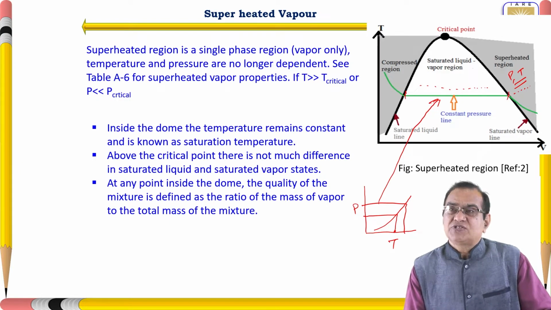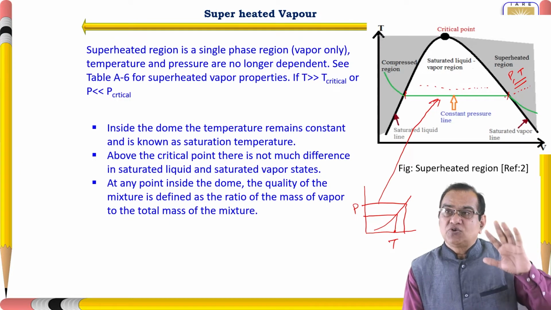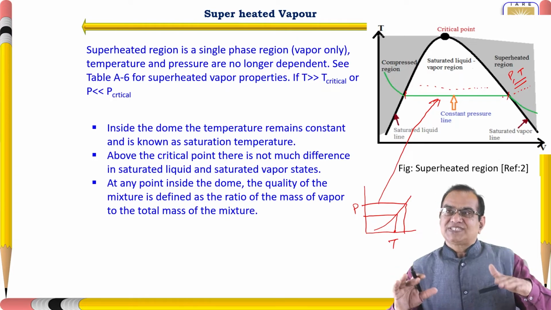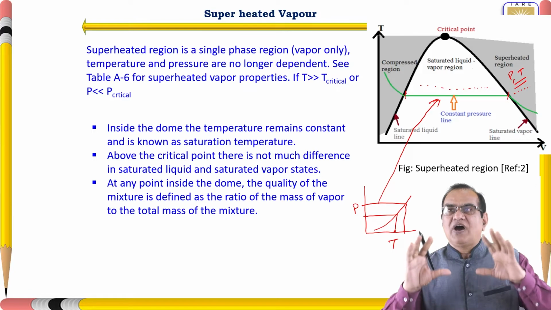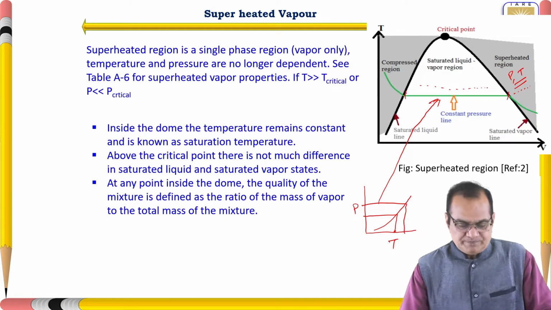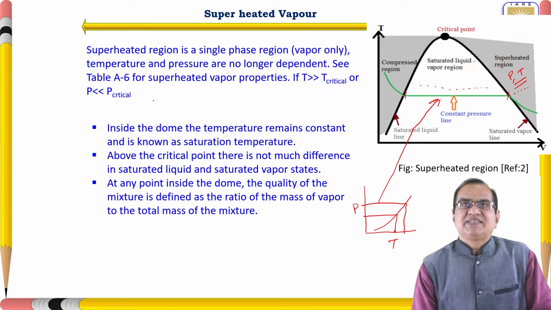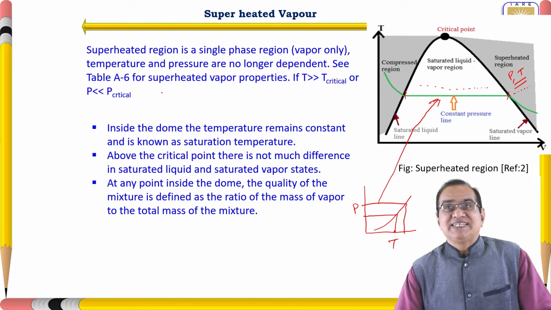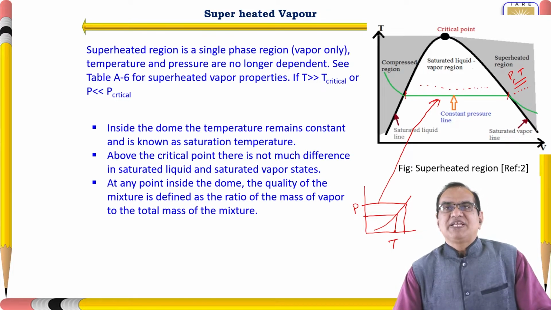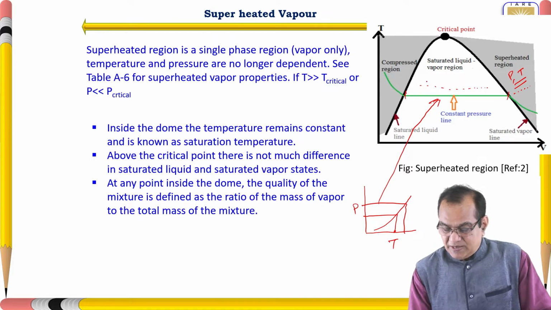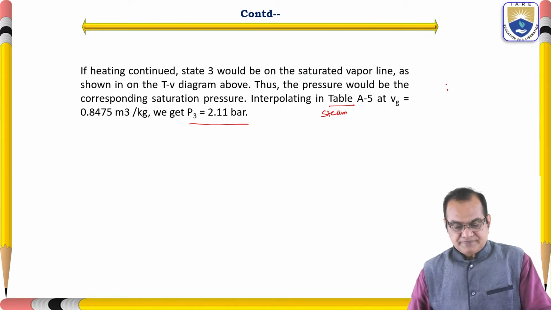The superheated zone, in that there is no liquid. All the liquid is converted to the vapor and it is fully dry saturated. So, if you see here that the superheated region is a single phase, there is no liquid, only the vapor is there. Temperature and pressure are no longer dependent. In the saturated region, P and T are dependent.